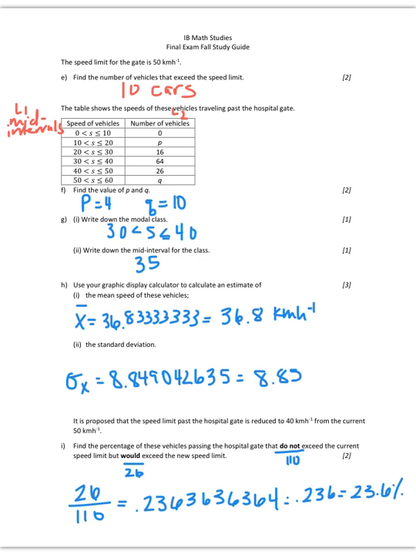For the last part, they're thinking about lowering the speed limit to 40 kilometers per hour, and they want to know the percentage of cars that would now be speeding. So you want to look at the cars that are not currently speeding. So 10 cars were already speeding, so that means 110 are currently not speeding. And 26, if you look up here between 40 and 50, would now be speeding. So 26 out of the 110 that are currently not speeding would now be speeding, and that would be 23.6%.